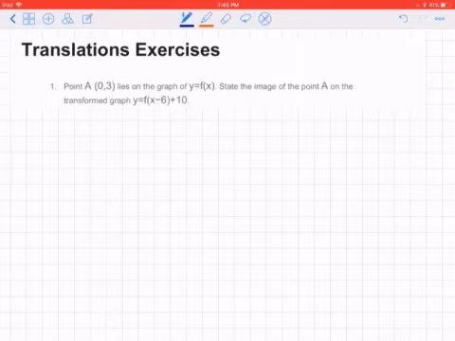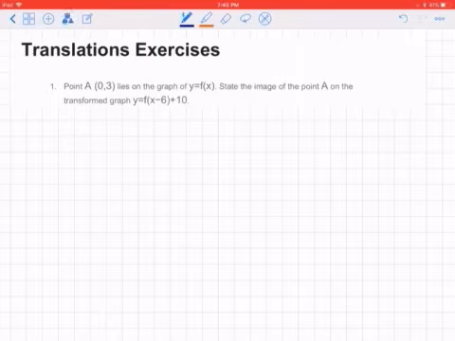So this video should help you go through the exercises on translations. We'll start with number 1 and go all the way through number 5. In this first case it says point A, which is at (0, 3), lies on the graph of f(x). We don't know what that function is, but we at least know that the point (0, 3) is on there.